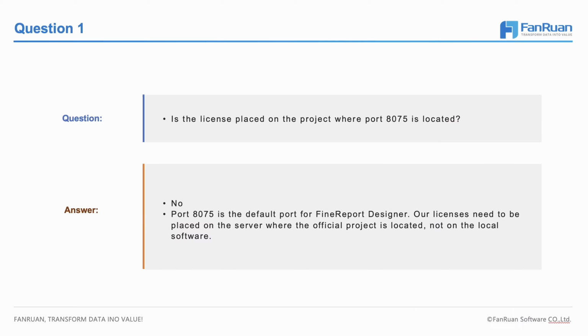Question 1. Is the license placed on the project where port 8075 is located? The answer is no. Port 8075 is the default port for FanRuan Designer. Our licenses need to be placed on the server where the official project is located, not on the local software.